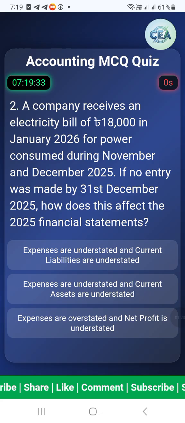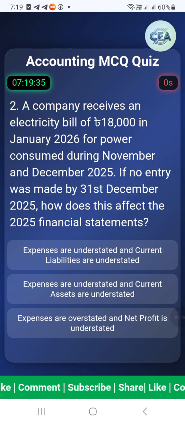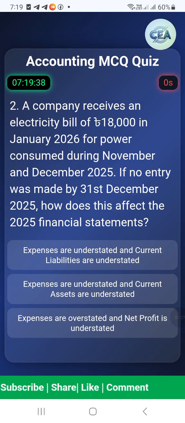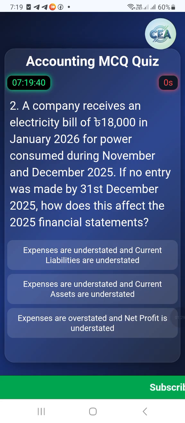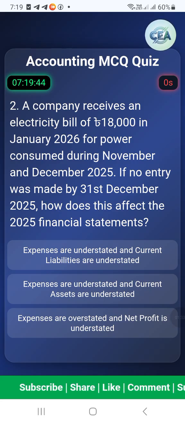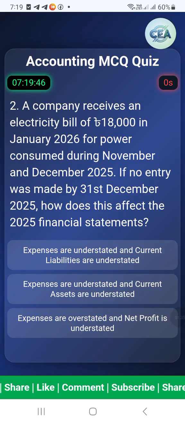Option 1. Expenses are understated and current liabilities are understated. Option 2. Expenses are understated and current assets are understated. Option 3. Expenses are overstated and net profit is understated.